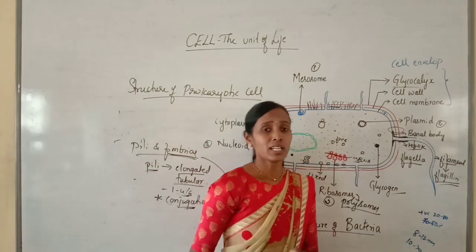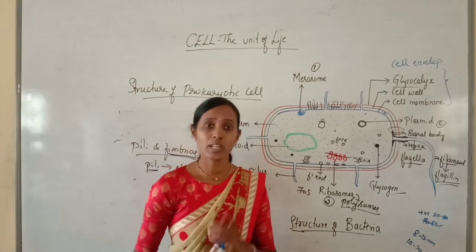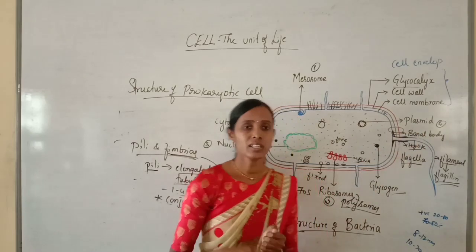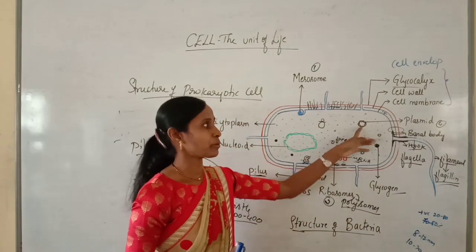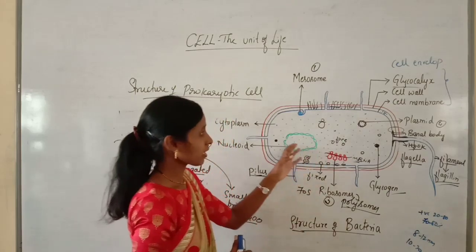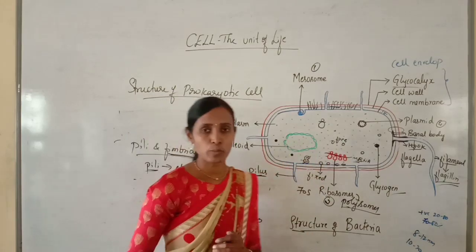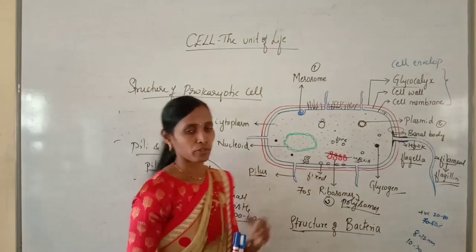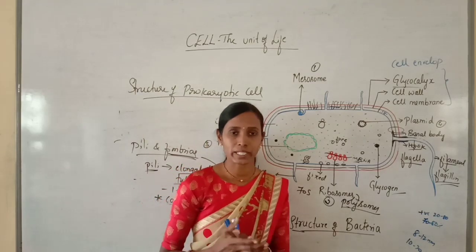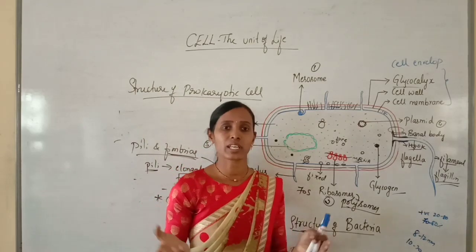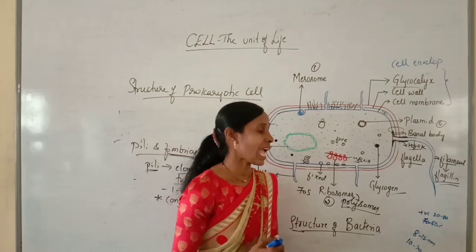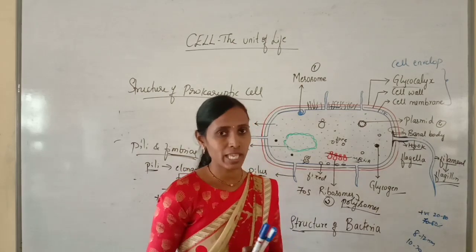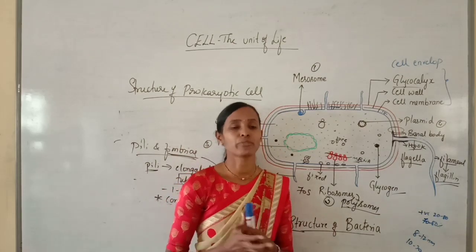Then plasmid: small, circular, extrachromosomal, self-replicating, double-stranded DNA called a plasmid. They provide some resistance to the antibiotic drugs and are mainly used in genetic engineering. Then inclusion bodies. Inclusion bodies are gas vacuoles and reserve food material. Reserve food material may be phosphate granules, cyanophycin granules, glycogen granules, volutin, oil droplets, etc. And gas vacuoles are usually present in cyanobacteria and photosynthetic bacteria, providing buoyancy and protection from harmful radiations.